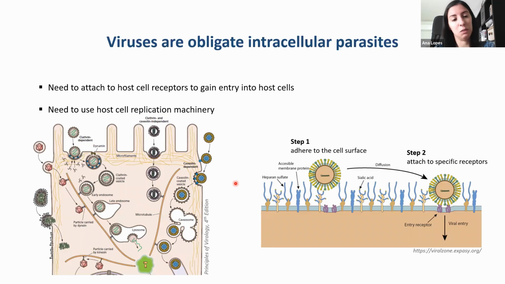But as I was telling you, we were interested in this particular case in the virus attachment to the cell. As you might know, viruses are obligate intracellular parasites, meaning they need to attach to host cell receptors to be able to enter into the host cells and then to use the host cell replication machinery. So the very first step is when it adheres to the cell surface, and it's on this very particular step that we will focus in this presentation.